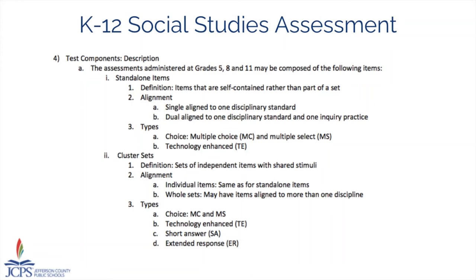When it comes to the cluster set, you see here in the definition, sets of independent items with shared stimuli, you should read this as sources, right? So sources are going to help make up the cluster sets. This is where using evidence from the standards comes in. The alignment here, as we've seen before, could be like individual standalone items that are aligned much more to the disciplinary standards, but the whole sets may be aligned to one or more standards, right? And so you could have multiple disciplines inside these cluster sets, including the inquiry standards.